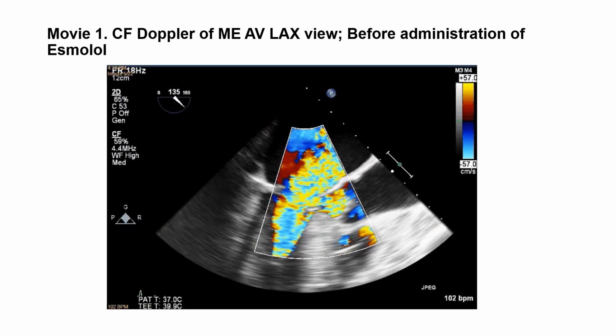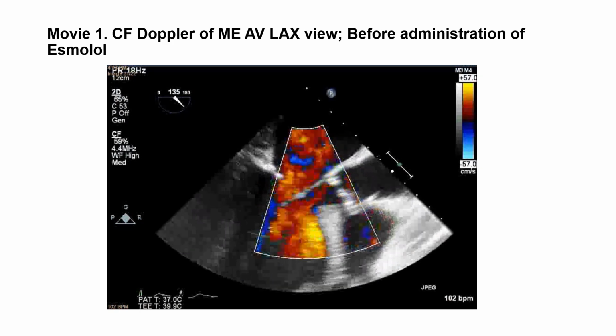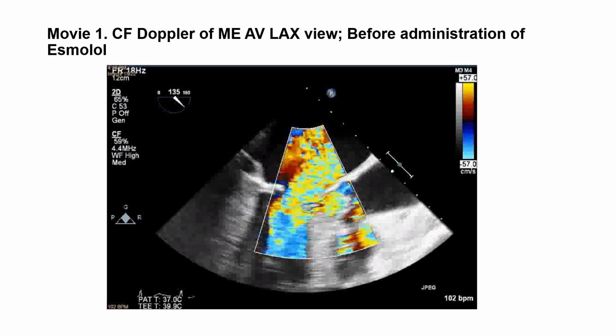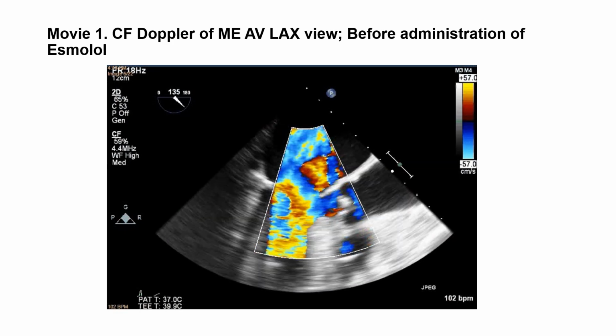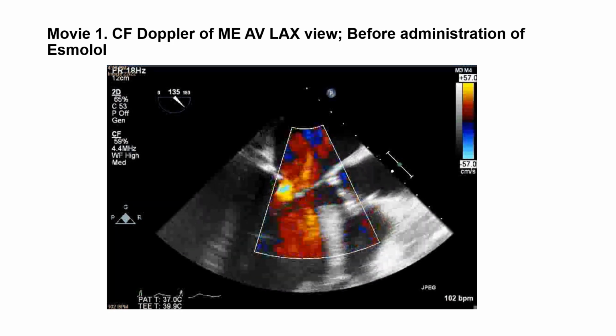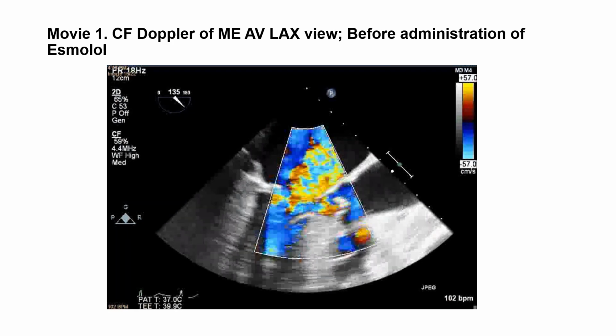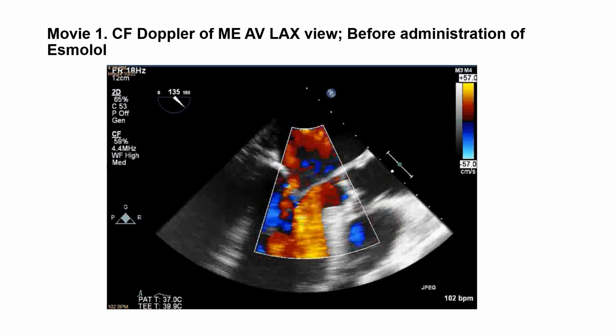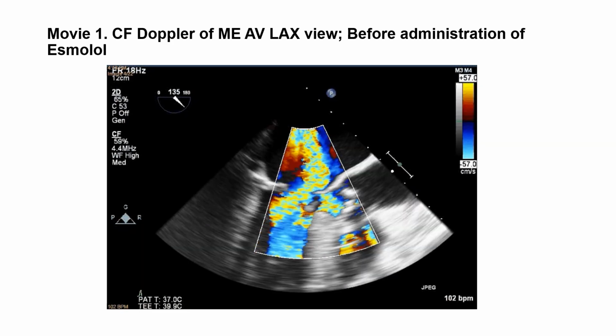This is the same view with the color flow Doppler, and we can see significant mitral regurgitation, and there's limited flow at the outflow tract and limited flow into the aorta. And we can see the heart rate is 102 beats per minute.